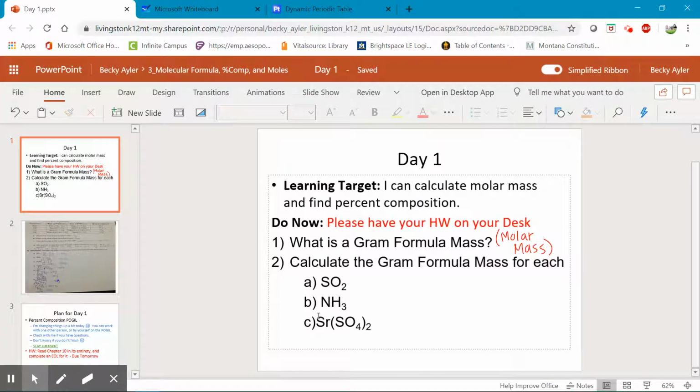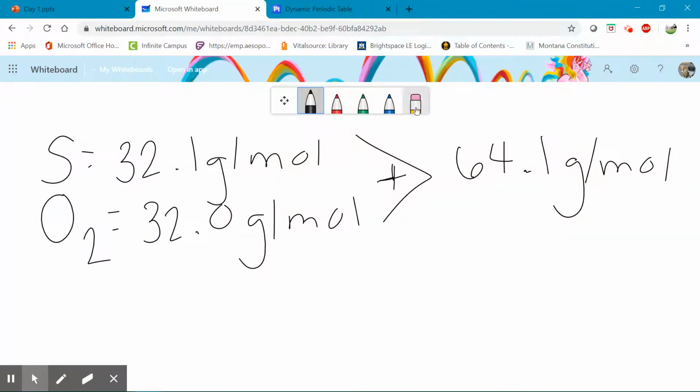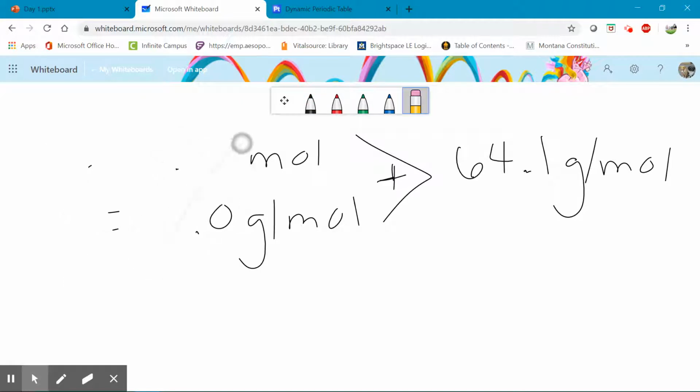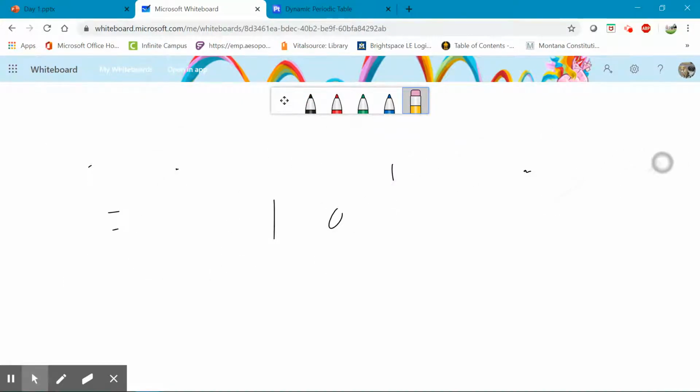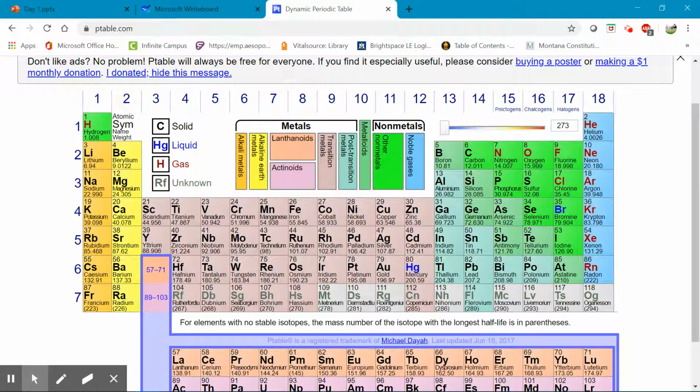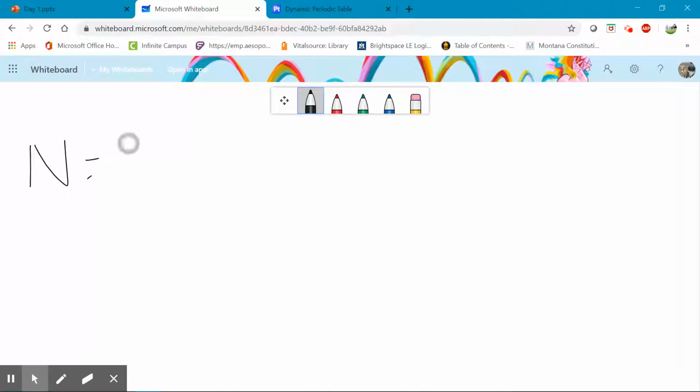The next one is NH3. So if we jump back here, NH3, we have N, so one N, because it's NH3, the 3 goes to the hydrogen. Looking at nitrogen, it's 14.007, so if we were following the rule to round to the nearest tenths, it would just be 14. And so we have 14 grams per mole.